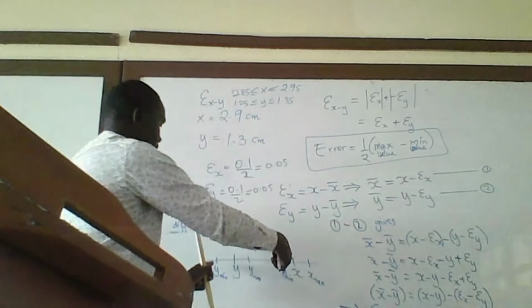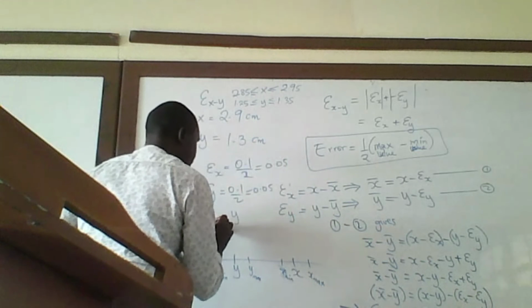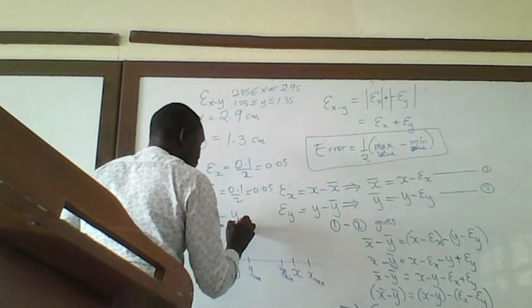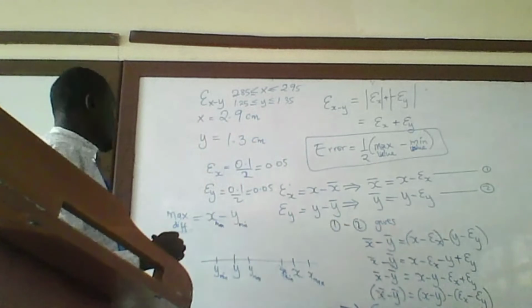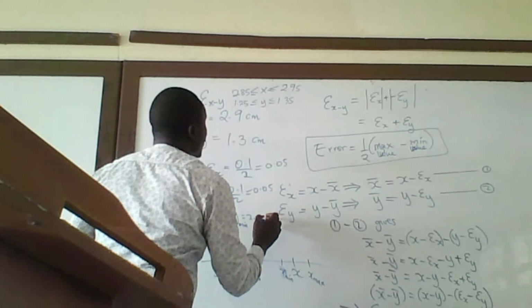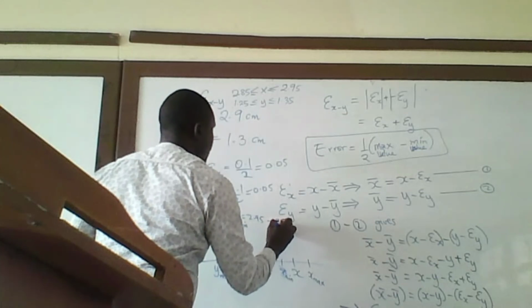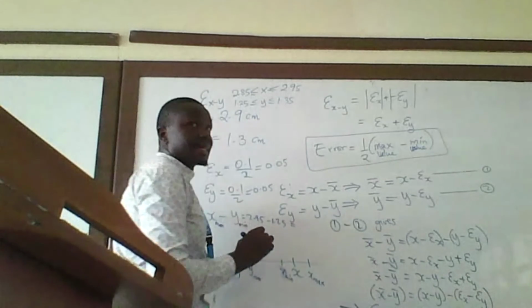You can see from here, this is what is going to be the larger line. So this will be x maximum minus y minimum. Can you give me the answer? X maximum is 2.95 minus y minimum, 1.25. Exactly 1.7.